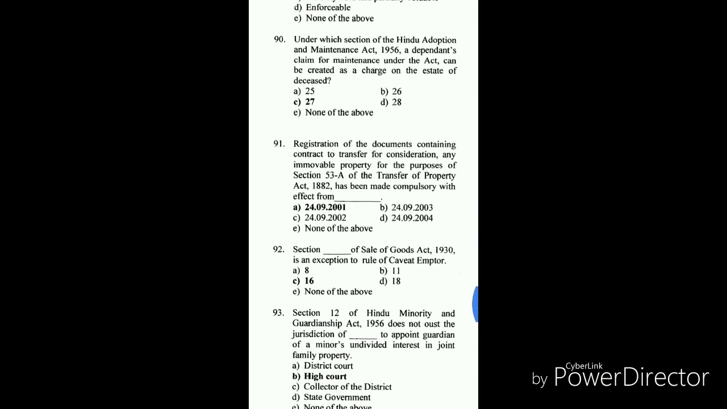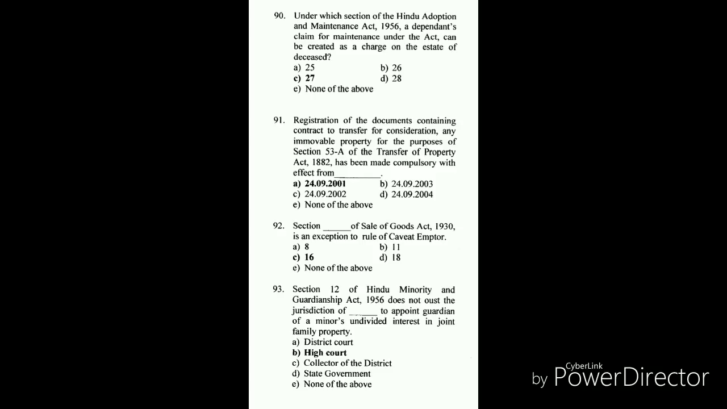Now the question number 90. Under which section of the Hindu Adoption and Maintenance Act 1956 can a dependant claim for maintenance? It is section 27. Very number-based question. A registration of the document containing a contract to transfer for consideration any immovable property, for the purpose of section 53A of the Transfer of Property Act. It is the recent amendment, which is on 24th September 2001. According to this amendment, registration is compulsory.